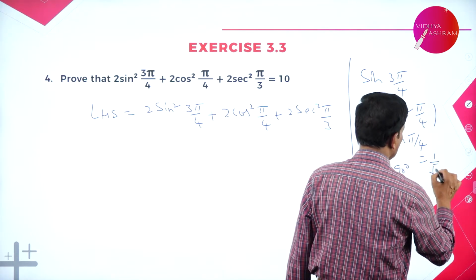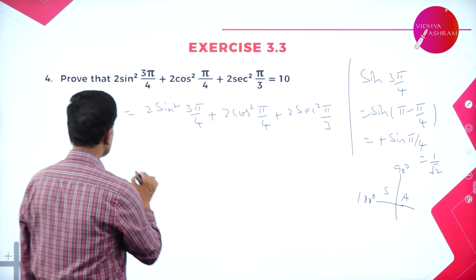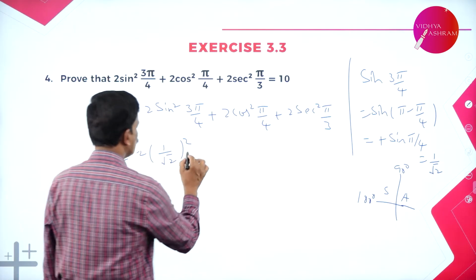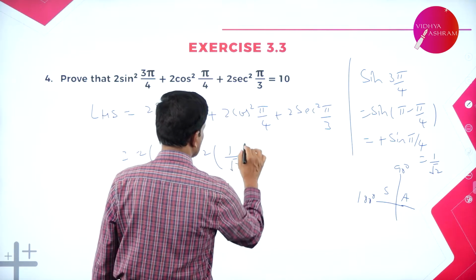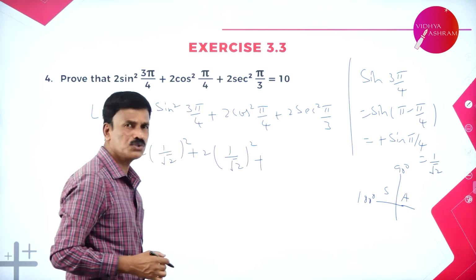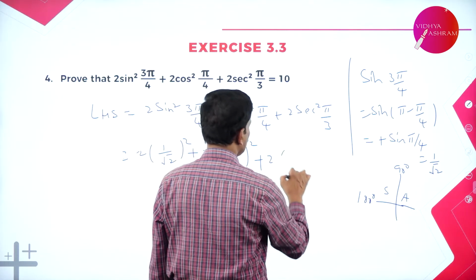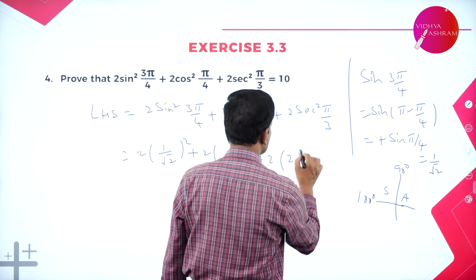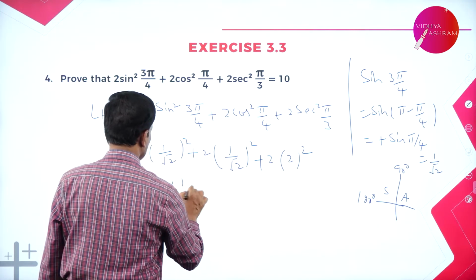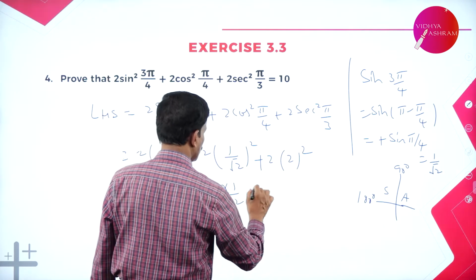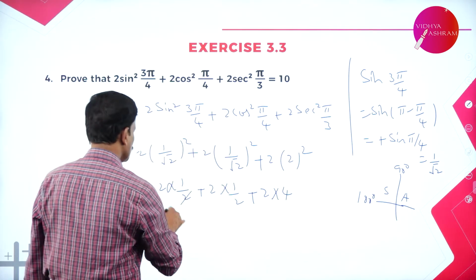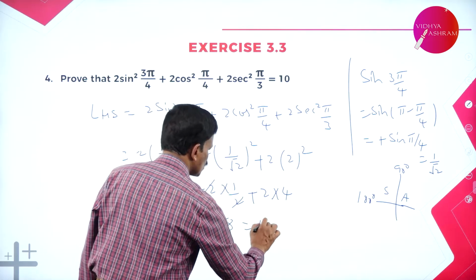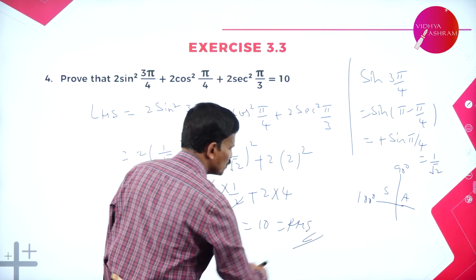What is the value of sine pi by 4? 1 by root 2. Substitute here, that's all. 2 into sine of 3 pi by 4 is 1 by root 2 whole square, plus 2 into cos 45, which is also equal to 1 by root 2 whole square, plus 2 into secant of pi by 3. Pi by 3 is nothing but 60 degrees. Secant 60 is equal to 2 square. So this is 2 into 1 by 2, plus 2 into 1 by 2, plus 2 into 2 square, which is 4. 2 gets cancelled, 2 gets cancelled, 1 plus 1, 4 2s are 8, that's equal to 10, the required answer, which is the required RHS.